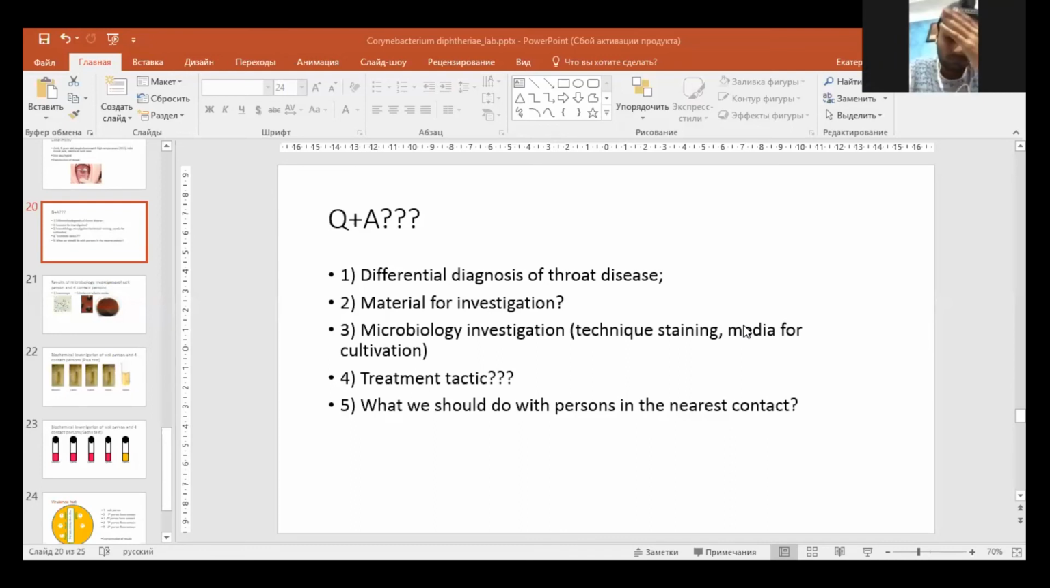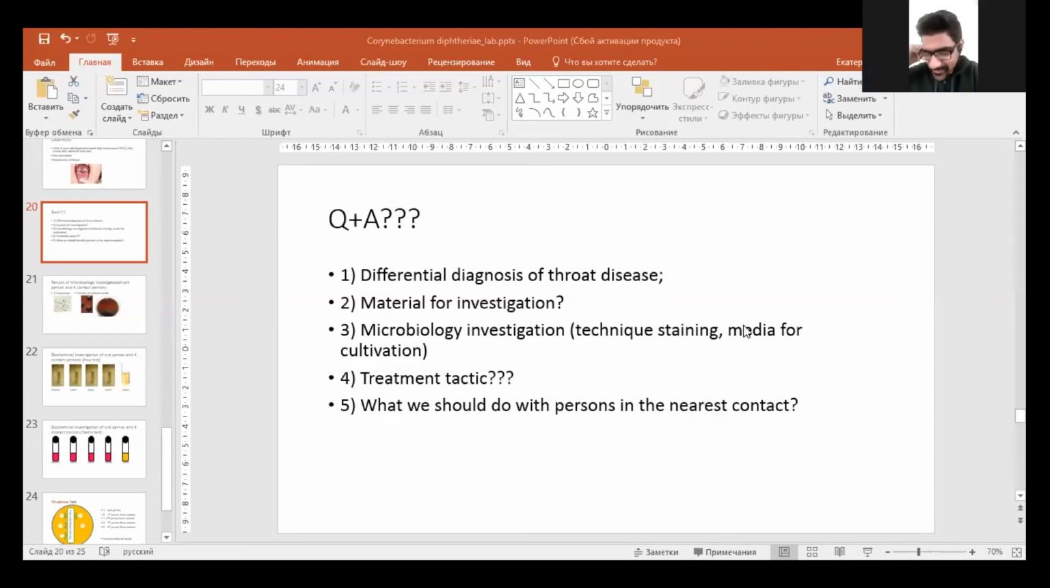Yes. Of course, this child lives with parents, and they have close contact with them, and maybe brother and sister. What will you do with persons who were in close contact? First we have to isolate them, because this disease is transmitted from person to person. Yes, put them in quarantine.